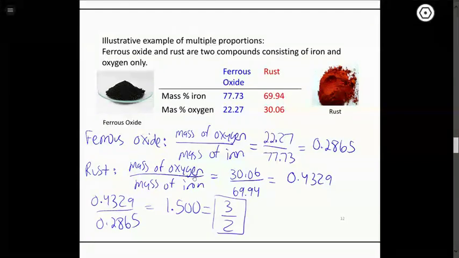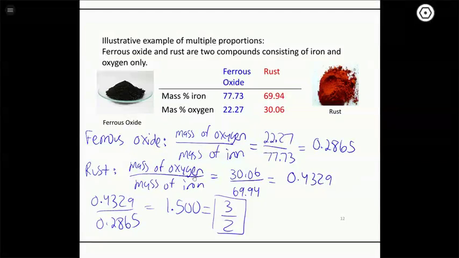Okay? And so this is a demonstration of the law of multiple proportions. We've combined iron with two different amounts of oxygen to make two different compounds, ferrous oxide and rust. And when we take the ratio of those amounts, it comes out to a simple whole number value, 3 to 2. You're never going to get some wild number like 1.00678 or whatever. It's always going to be a relatively simple number that can be thought of as a ratio of two small whole numbers. And that's what the law of multiple proportions tells us.